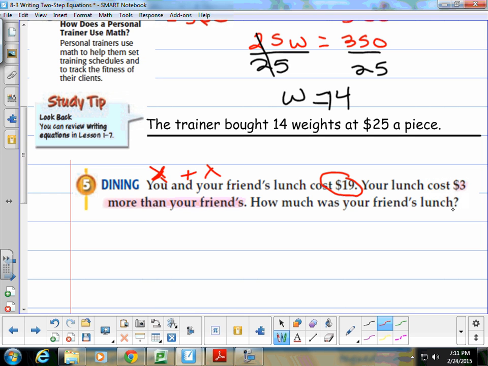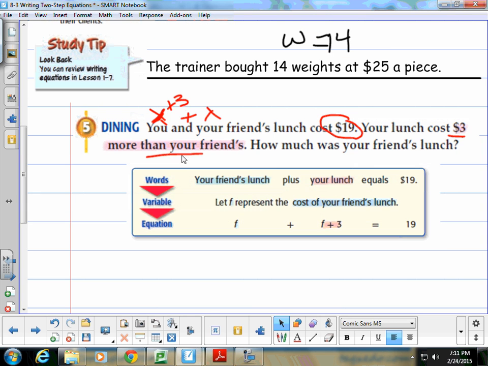They both don't equal X because we know that your lunch costs 3 more than your friend's. So if your friend's represents X, yours is 3 more than that. We can show this in a plot here. So your friend's lunch is what we're looking for, X or F for a friend. But we do know your lunch was their lunch plus $3.